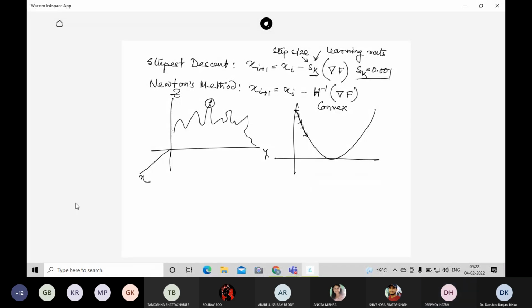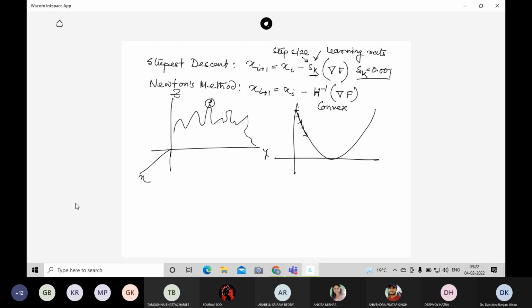Yes, sir. Okay. When we apply both these functions, steepest descent and Newton's method, we can get this convex function. For both these minimization functions, we get this convex curve. In steepest descent, this s_k denotes the learning rate or step size. If we decided that we will use the learning rate value as 0.001, then this learning rate will be unchanged for all the examples that we use to get the error function.